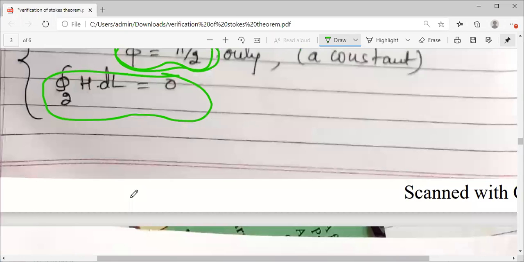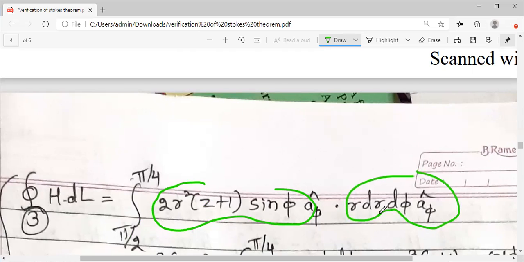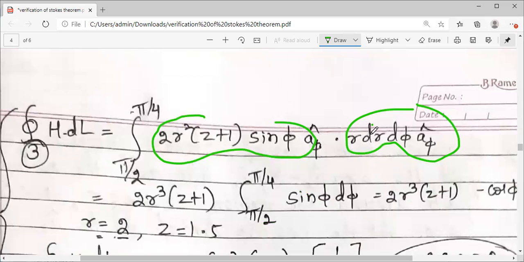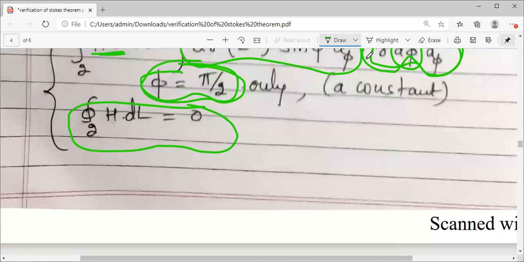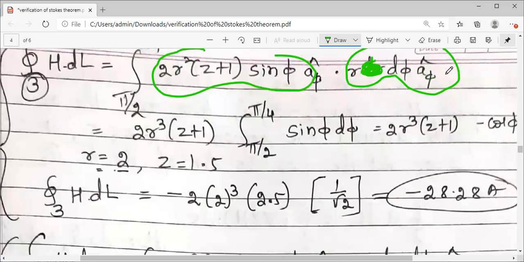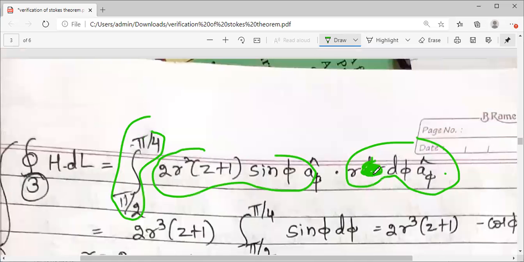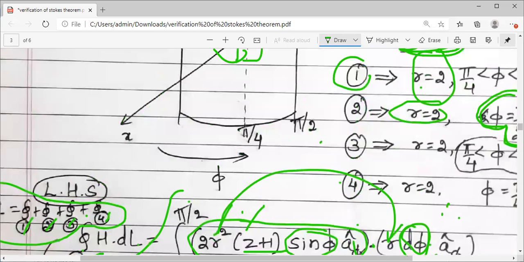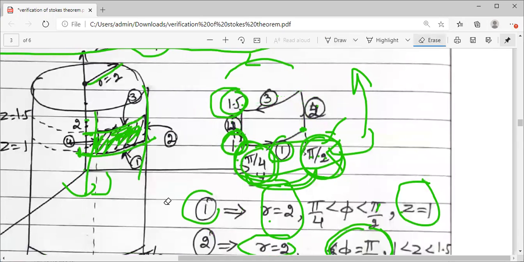Now moving to the third integration. The third integration is again H dot dl. dl is r. I think there is a mistake I made. It's not the dr. Scratch this, please. It is r d phi. Check the formula, it is r into d phi. In a hurry, I have written that. Please don't use this. It is r d phi in the a phi direction. So for the third path, check what the angle variation of phi is. We have listed here, for the third path, no doubt I have written it this way, pi by 4 and pi by 2. But if I see the path, the direction is reverse for path 3.